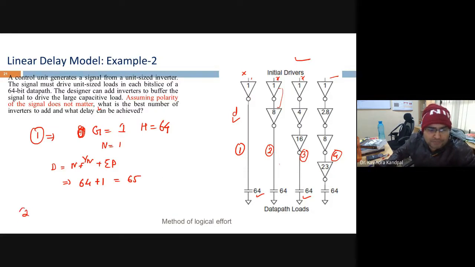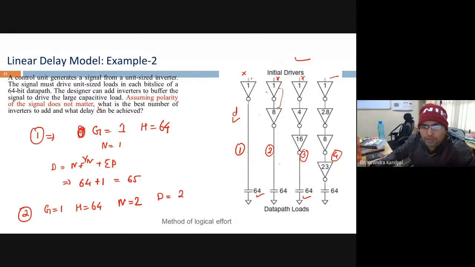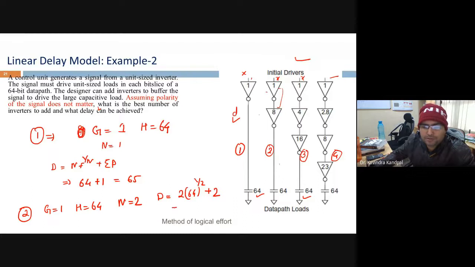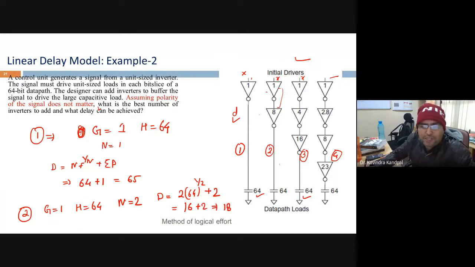Look at the second case. What is the G? 1. What is the H? 64. What is the number of stages? 2. Yes or no? Second case, you have two inverters, two stages. So what is the delay? 2 into 64 to the power 1 by 2 plus 1 plus 1, that is 2. How much? 18. Can you clearly see?